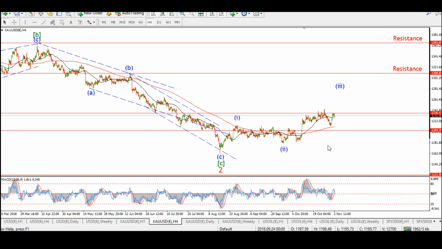And we have the 4-hour chart here. The possibility is, we're kind of hanging between two counts at the moment.